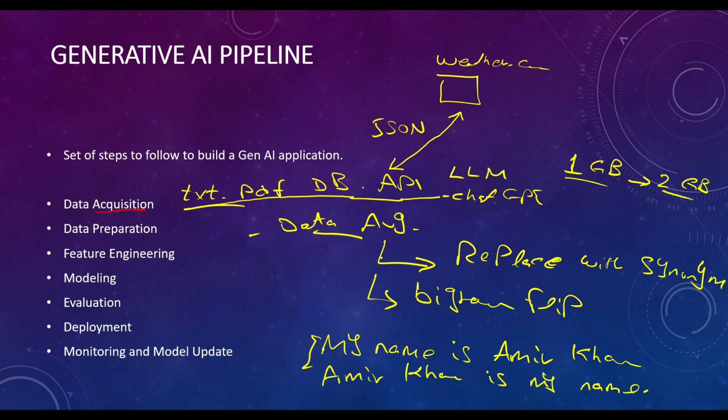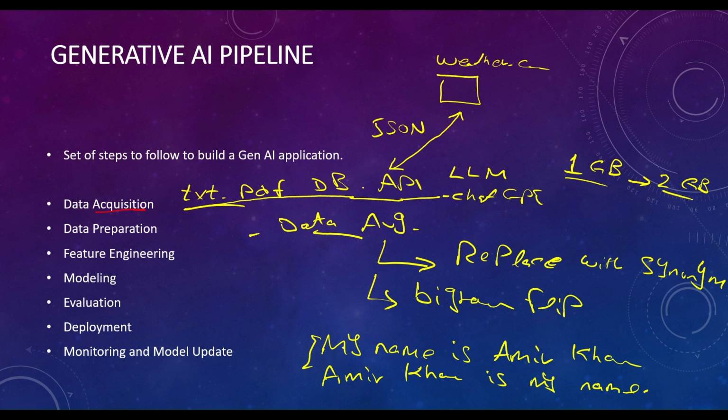So the first one we have is data augmentation, and within data augmentation, you can replace the data with synonyms, both for text and for images. Secondly, you can do the bigram flip, which is the example we saw. So these are the two options we have under data augmentation. And again, the purpose of data augmentation is to increase the data which is still relevant for your model.